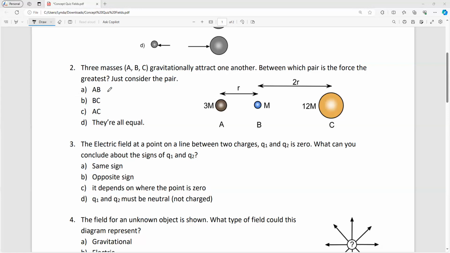And how to calculate force between AB, for example? The coefficient will be the same, G. Then the coefficient and the product of 2 masses. The 2 masses for AB are 3m and m, right? So 3m multiplied by m, and the distance between them will be r squared. Now compare this force with the force between BC.